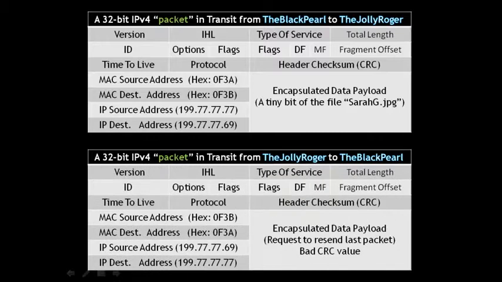This next table represents another packet, in this case a reply packet, returning from the Jolly Roger back to the Black Pearl. It is also 32 bits and IP version 4, but if you look at the source and destination addresses, they are inverted.